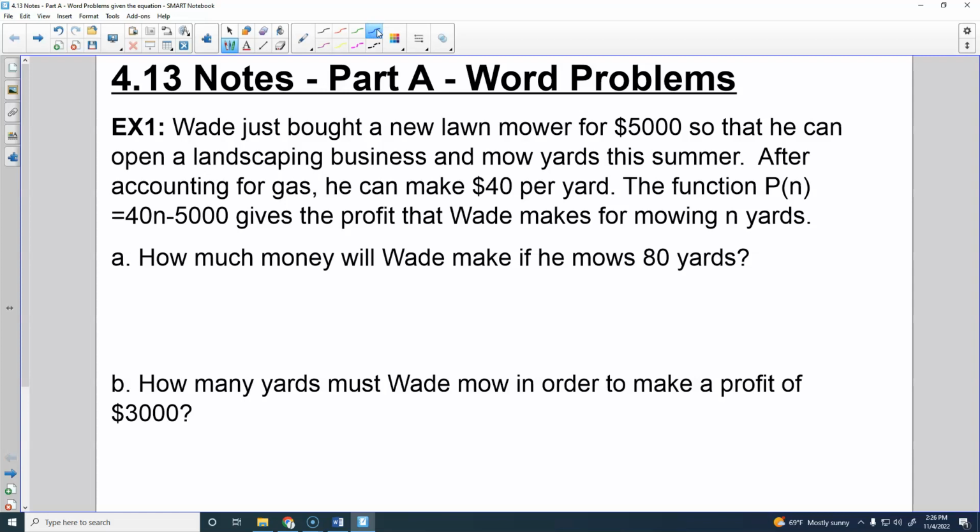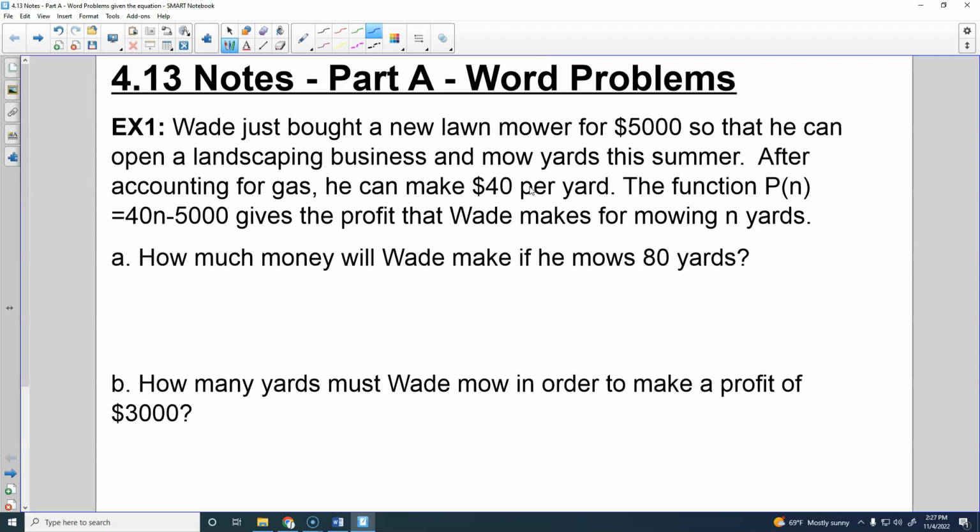All right, so $5,000 for the lawnmower, so he can open a landscaping business and mow yards this summer. After accounting for gas, he can make $40 per yard. So that means he's probably charging 50, or more than that, because he has already taken out for gas. But he's calculated that he can make $40 per yard. The function P of N equals 40N minus 5,000 gives the profit that Wade makes for mowing N yards.